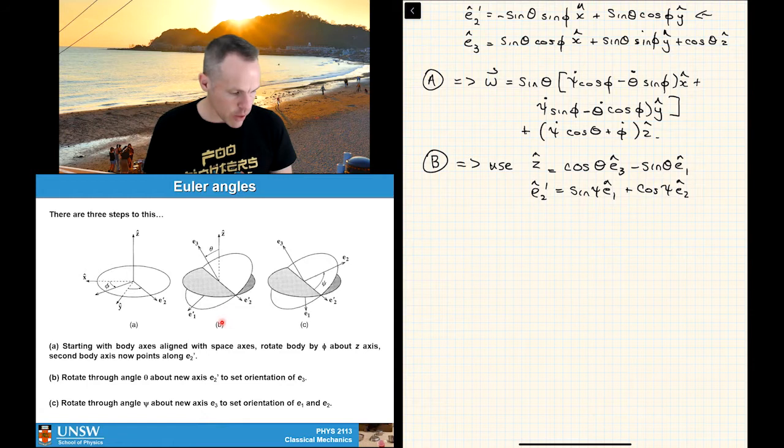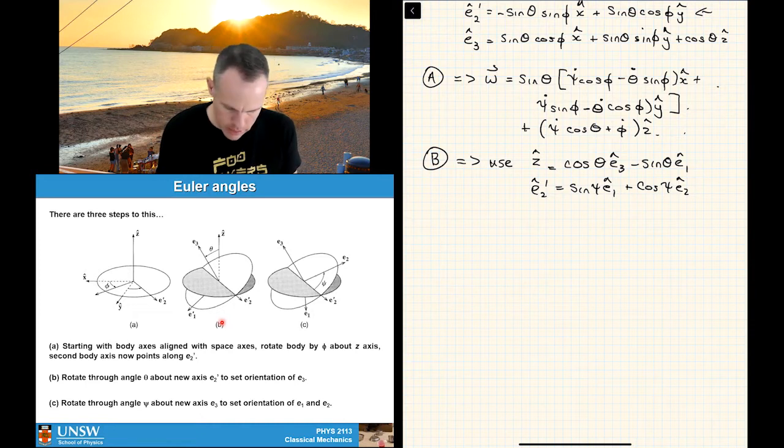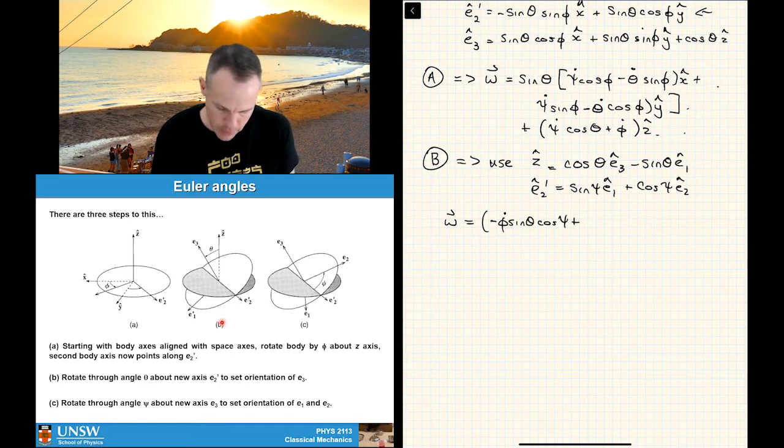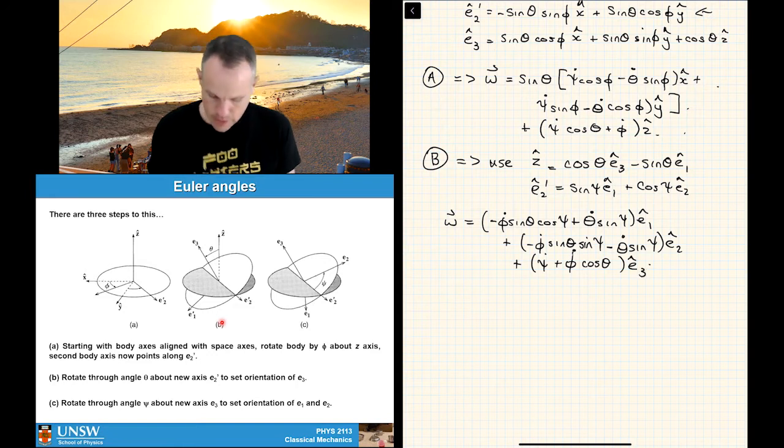So, okay. And if I use those two things, then what I can do is take the x and y and z that turn up in A and convert this thing into e1, e2, e3. So this thing is now minus phi dot sine theta cos plus theta dot sine psi e1, minus phi dot sine theta sine psi minus theta dot sine psi e2, plus psi dot plus phi dot cos theta e3 hat. Okay, so that's another way to write this thing.